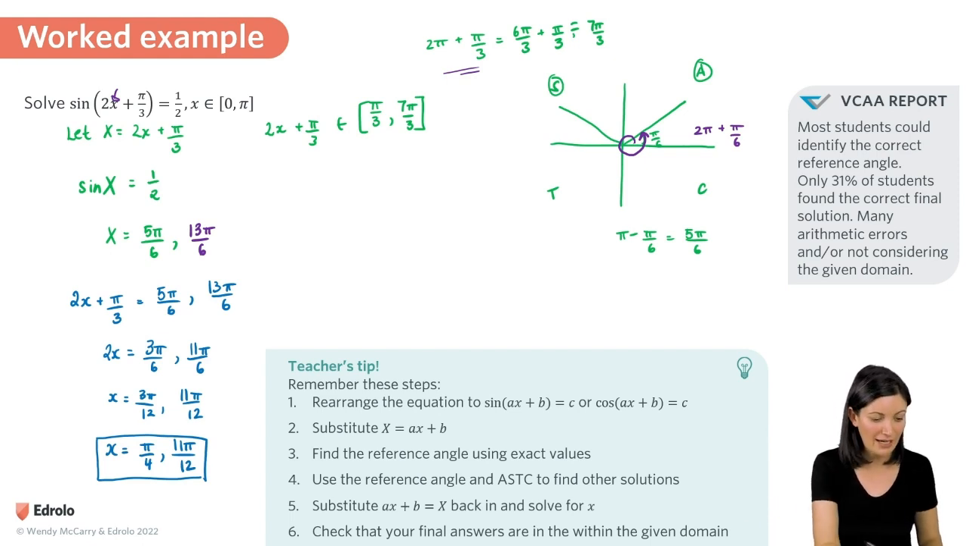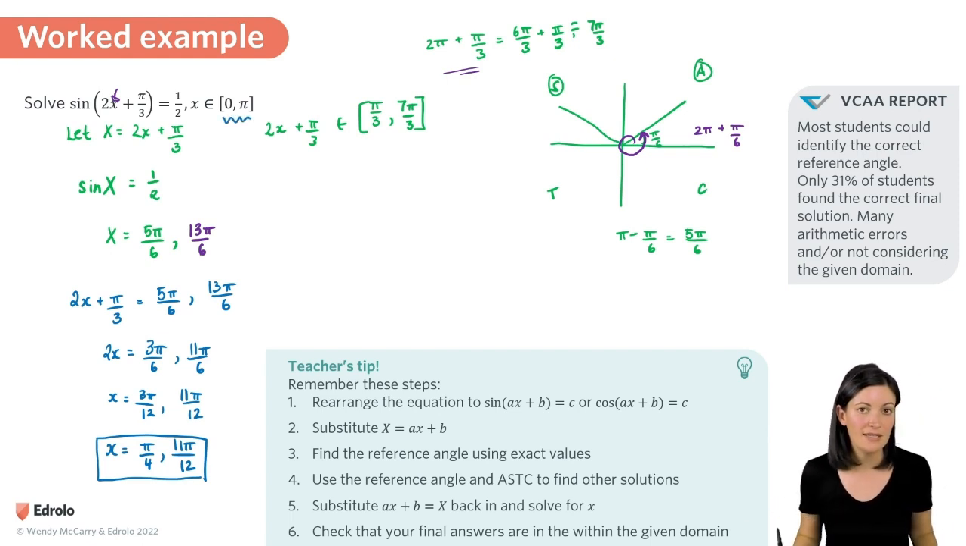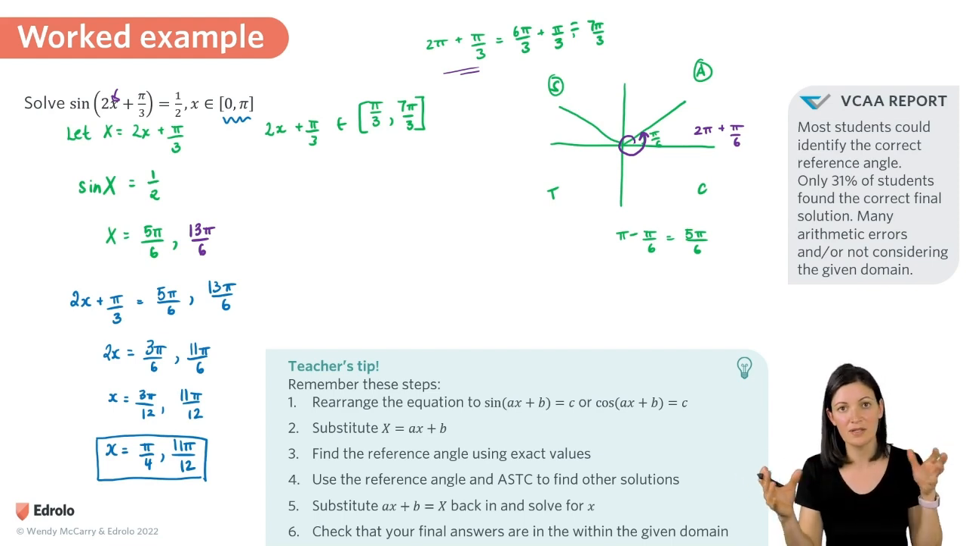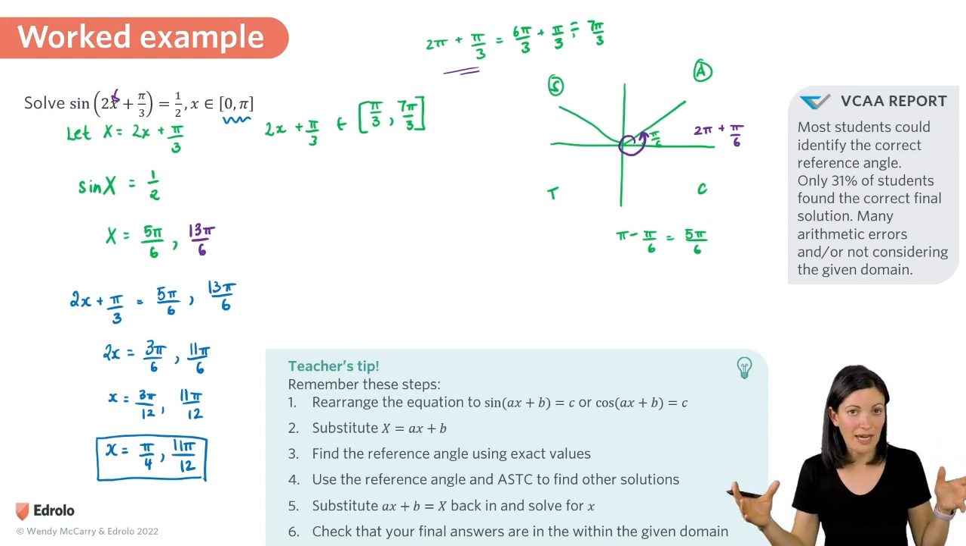So if we look back at the domain we were given, 0 and pi, we can see that pi on 4 and 11 pi on 12 fit our domain. So some students might not have given enough answers, or some might have given too many answers, some solutions that are outside of the domain.